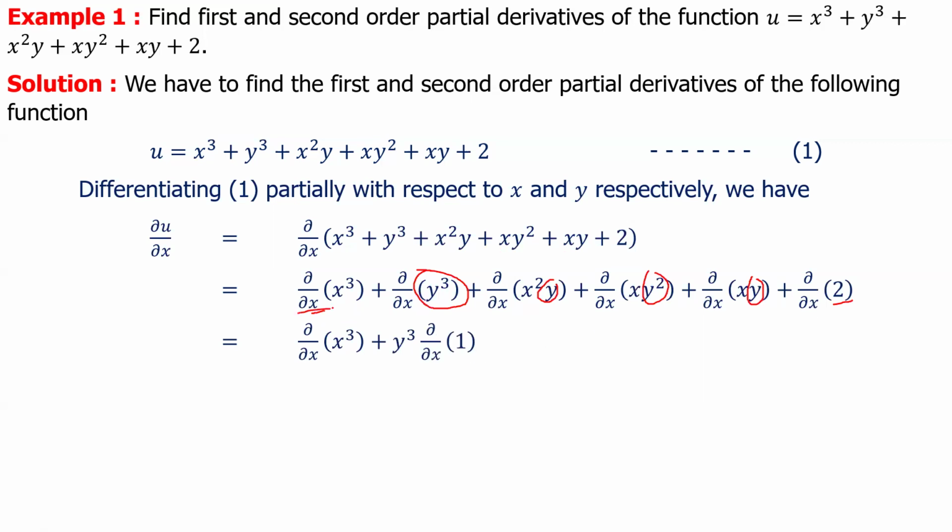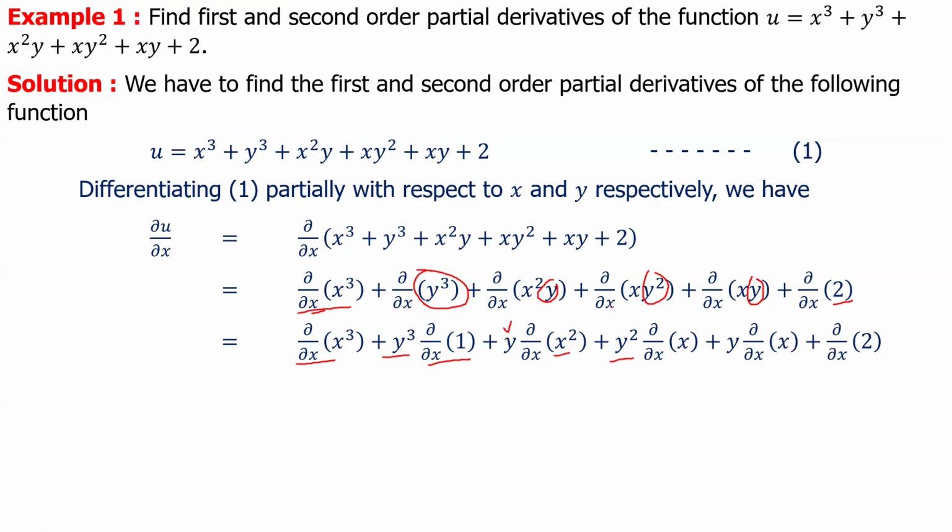We can write this as it is. We have taken y cube outside, so partial derivative of 1 with respect to x. Here we have taken y outside, partial derivative of x square. Here we have taken y square outside, so partial derivative of x is remaining. And if we take y outside, it is partial derivative of x. And we have written this as it is, partial derivative of 2 with respect to x.